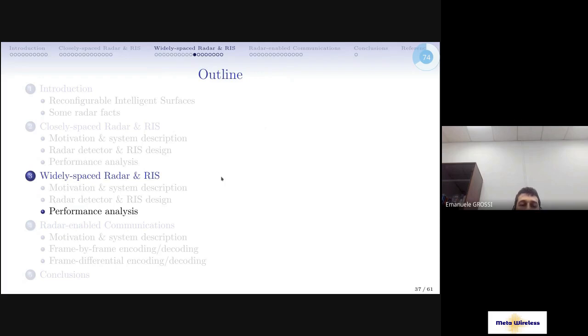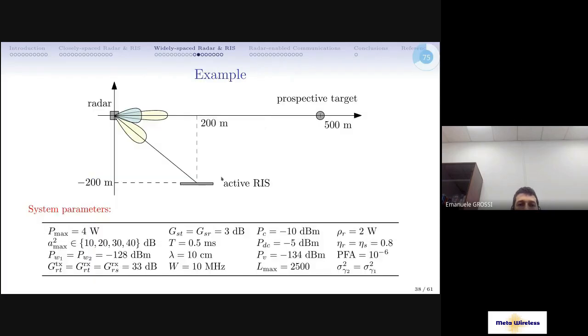Let us move on to the performance analysis. This is the system that we consider, where the radar is located at the origin of the Cartesian axis. The prospective target is located at 50 meters in front of the radar on the x-axis, and the RIS is placed in position 200, minus 200 meters. The carrier wavelength is 10 centimeters. The signal bandwidth is 10 megahertz, which corresponds to a resolution of 15 meters. And the processing interval for the matched filter is 0.5 milliseconds.